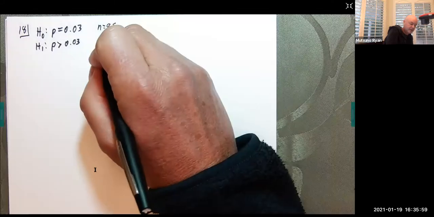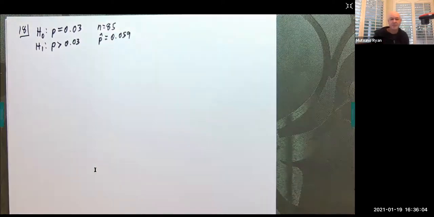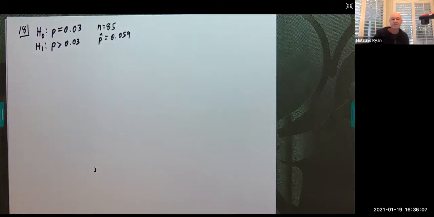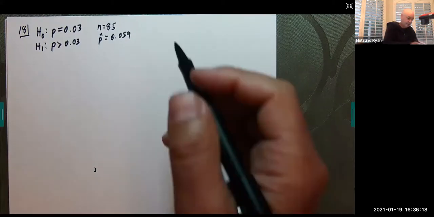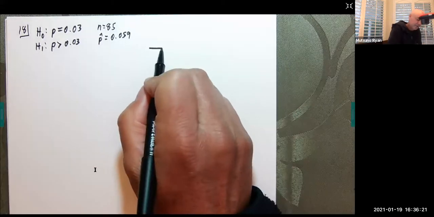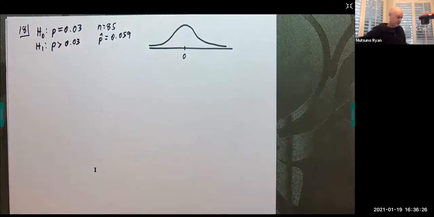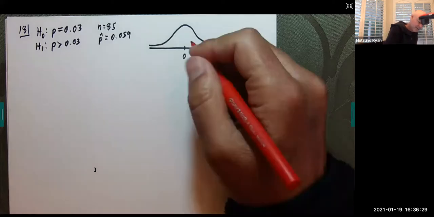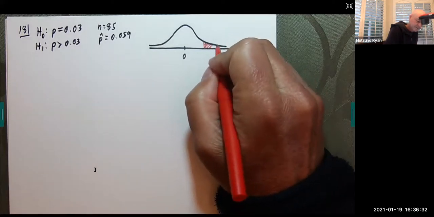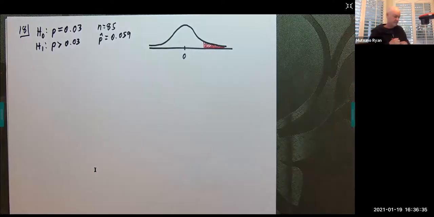so our P hat is 0.059. But the manager claims this is only a sample fluctuation and that production is not really out of control. At the 1% significance level, test the manager's claim. So before we get going on this, we're here. And because it's larger than, this is going to be a right tail test. And they give us an alpha, so 0.01, so this.